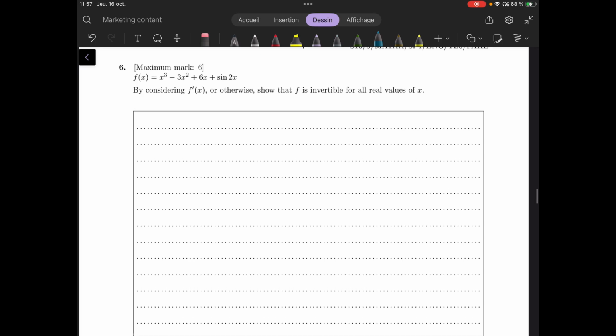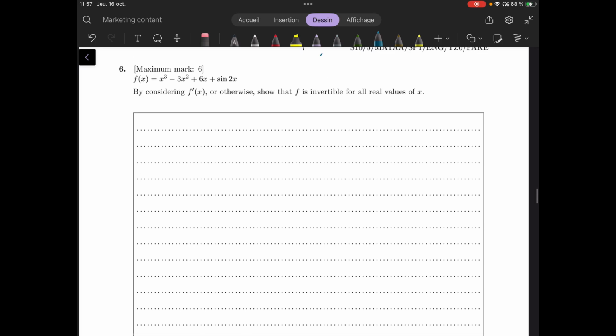Question 6. This is also a crossover with a higher tier. The idea for this question is to prove that it is monotonically increasing. Because if it is increasing for all x, as we can see on the graph, the derivative has to be positive. This also means that it is invertible and it is a one-to-one function.